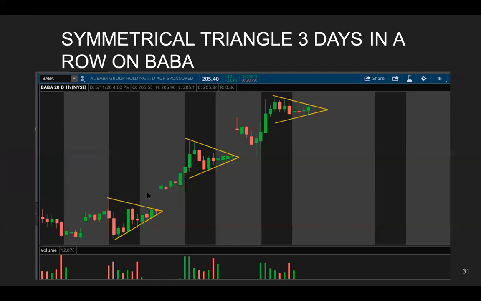Symmetrical, just look at this. 3 days in a row. After the second day, can't you kind of see like, oh my gosh, I should just enter this trade? Does that make sense, guys?